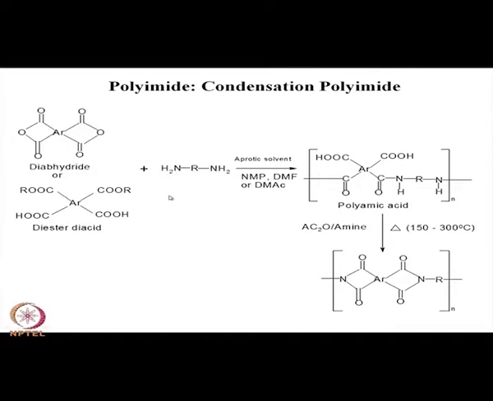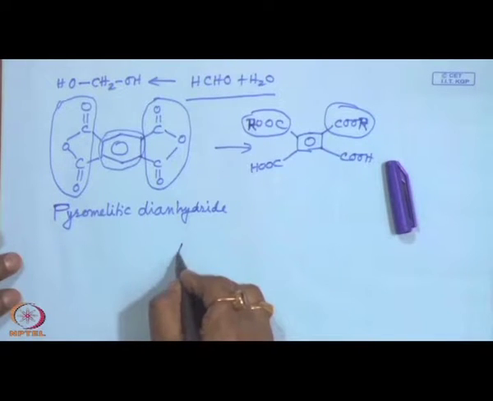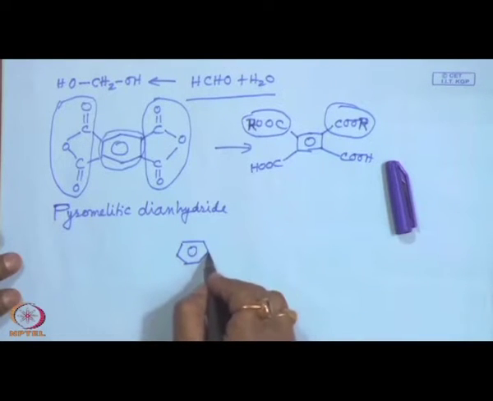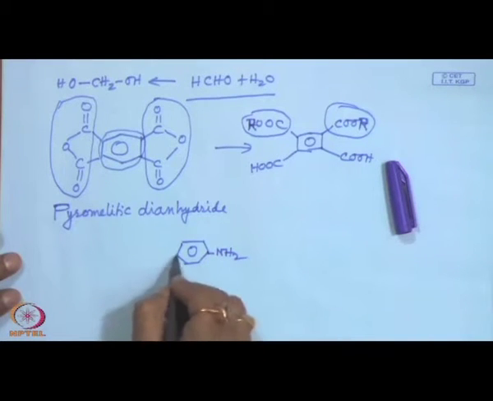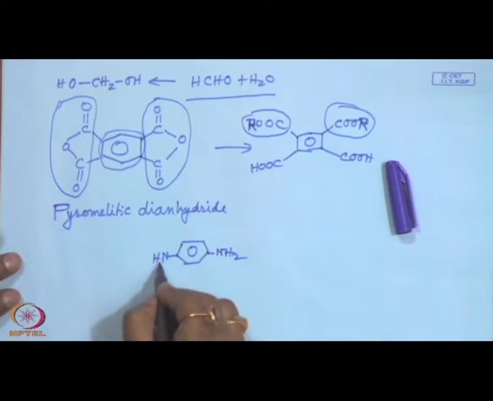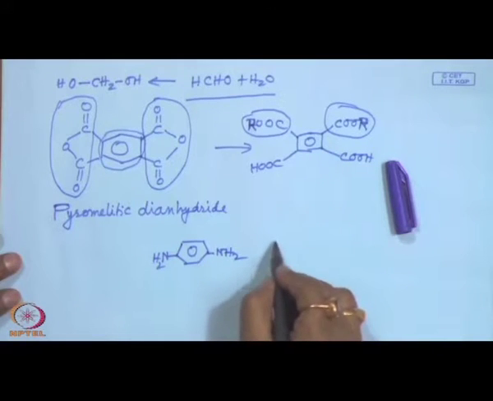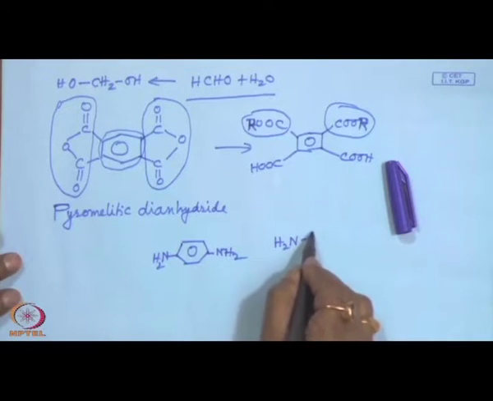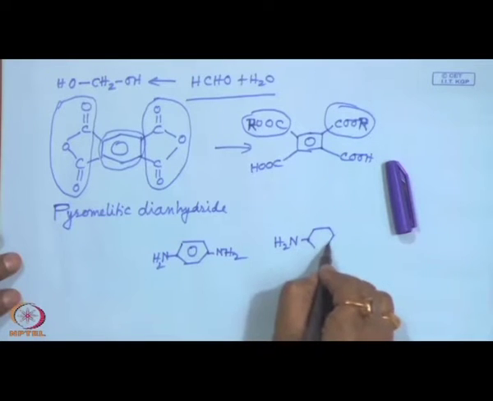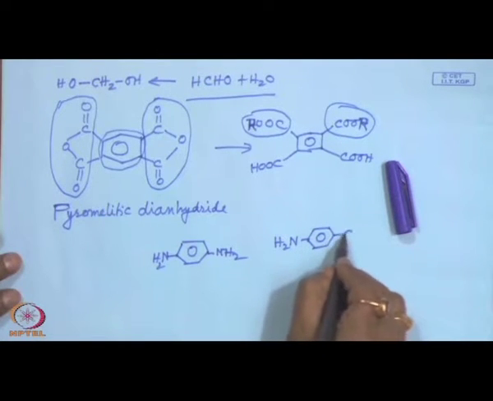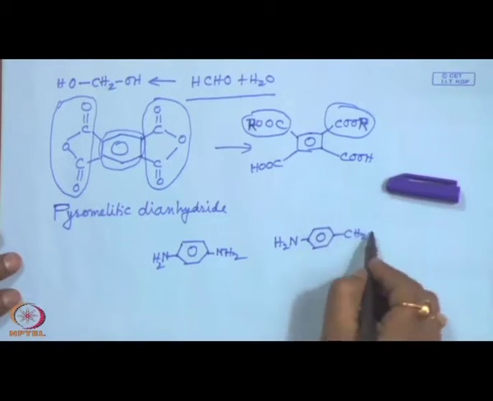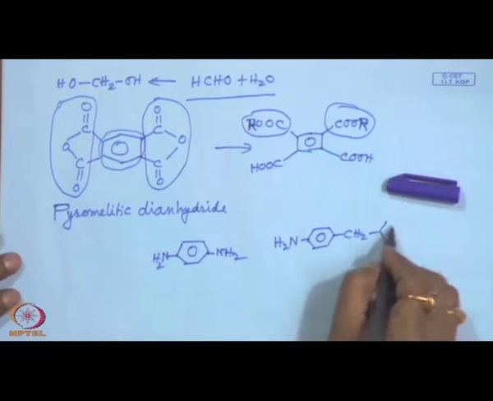Now, the diamines for this high performance resin are basically aromatic diamines. That means there can be some aromatic ring, one or more than one aromatic ring. So, this is phenylene diamine, or one can have diamino diphenyl methane.